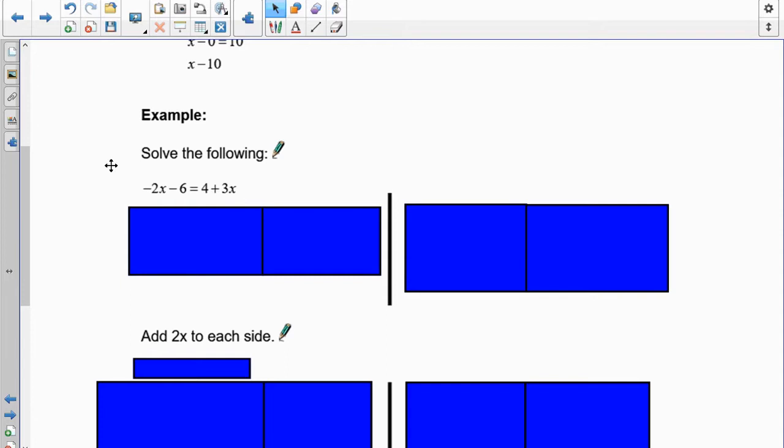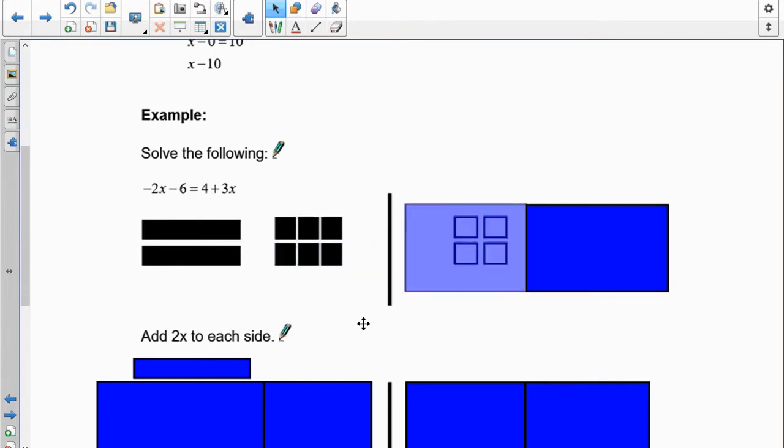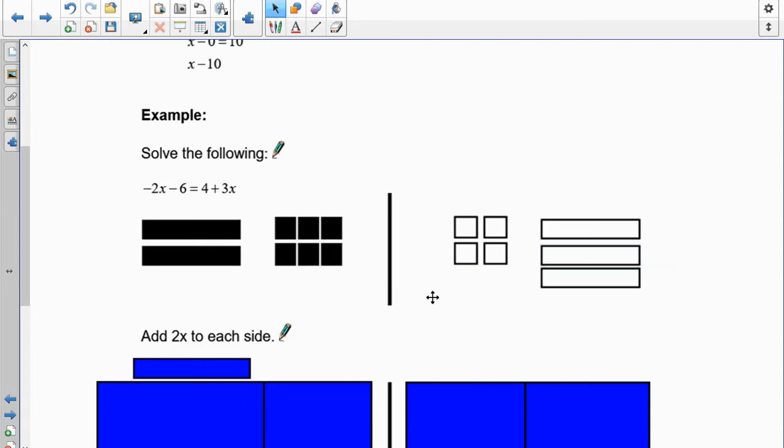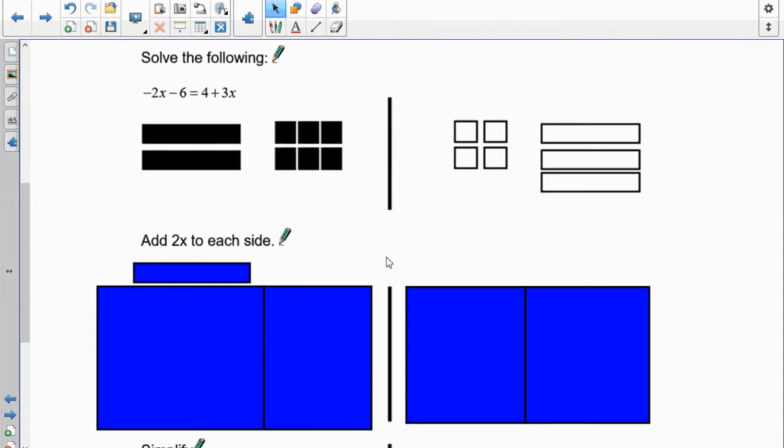Okay, so negative 2x, that means I have to have negative 2x's. Minus 6 means I need negative 6. 4 means I have to have 4 positives. And 3x means I've got to have 3 positives. All right? Now, I want you to think about how do we get rid of some of this stuff here. Now, remember, I want to keep everything positive. So I don't want to mess with these because they're already positive. So I'm going to go over here and I'm going to try to get rid of the stuff on the left-hand side.